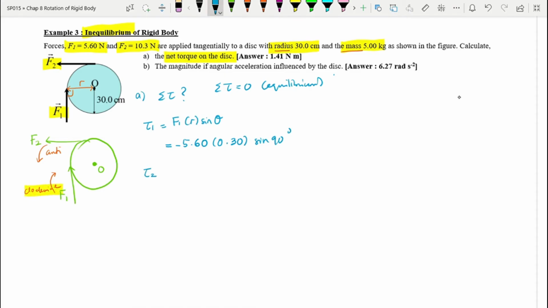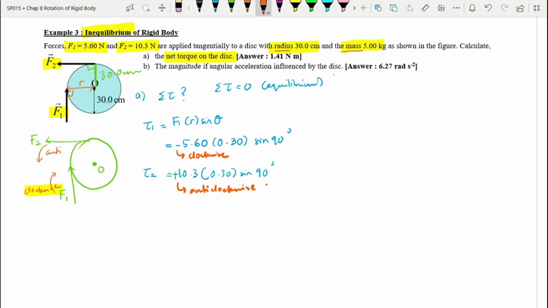Kemudian torque 2 pula, kita tulis dulu. F2 punya nilai adalah 10.3. Dan R kita adalah between force and axis of rotation. Masih lagi radius of the disc, which is 0.3. Dan angle pun sama. 90 degree between F dan R. So itu untuk torque 2 dan it should be positive sebab dia force to cause the disc to rotate anti-clockwise. Okay, so negatif kat sini maksudnya dia clockwise. Positif maksud dia anti-clockwise. Itu adalah sign convention untuk torque lah.